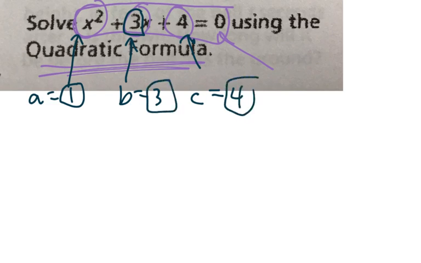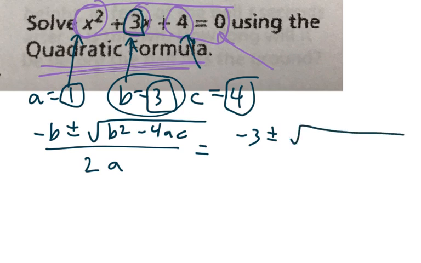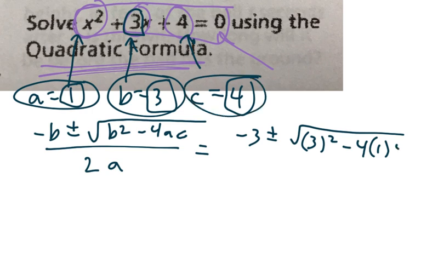Once you know a, b, and c, here comes the quadratic formula. The quadratic formula says we're going to do negative b plus or minus the square root of b squared minus 4ac, all over 2a. So let's plug our numbers in. If our b is 3, we're going to have the negative of 3 plus or minus b squared, again 3 squared, minus 4. Our a is 1. Our c is 4.